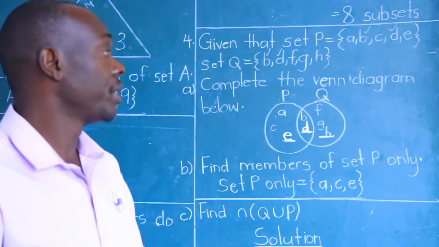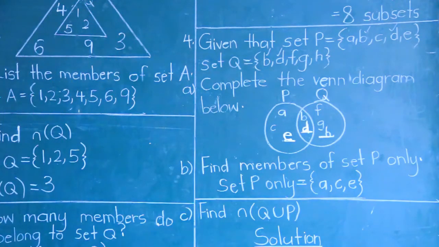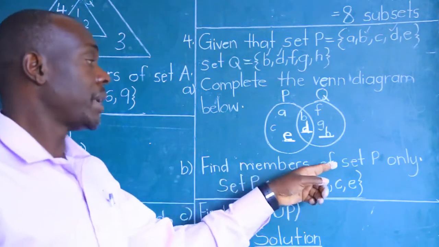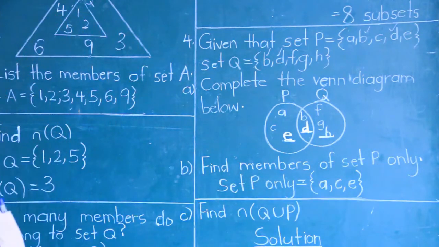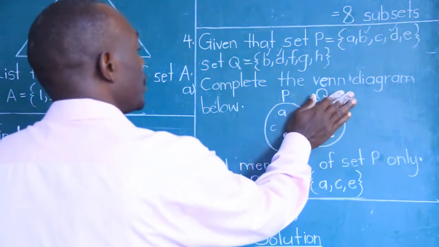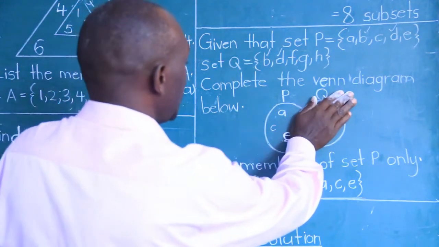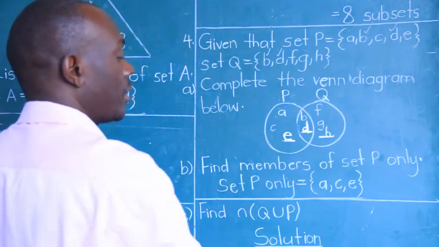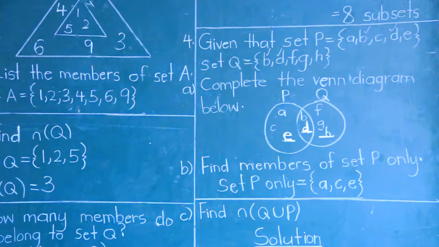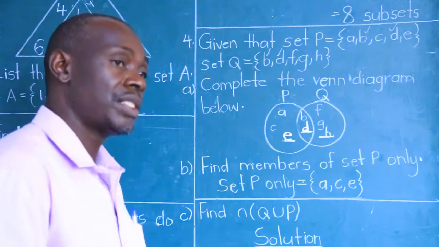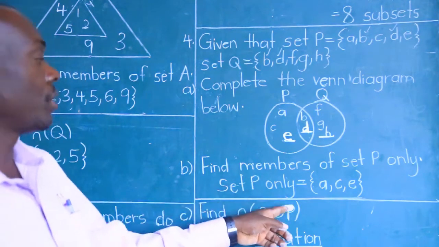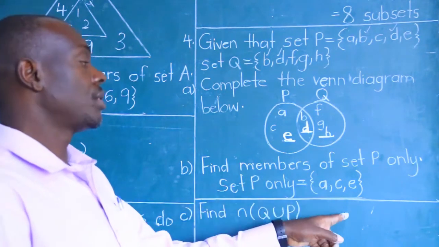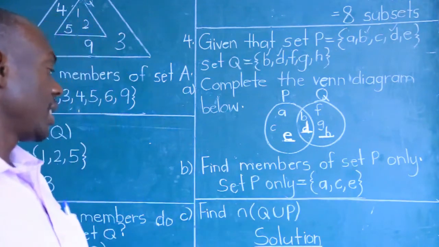In so doing, we have a complete Venn diagram, and nobody will have any quarrel with you on that part. Before part B is read, now read it. Find the members of set P only, meaning P alone, without interfering with Q. So P only has A, C, E, and therefore you say set P only equals A, C, E in curly brackets. Remember the commas after writing any member in the listing method of a particular set.